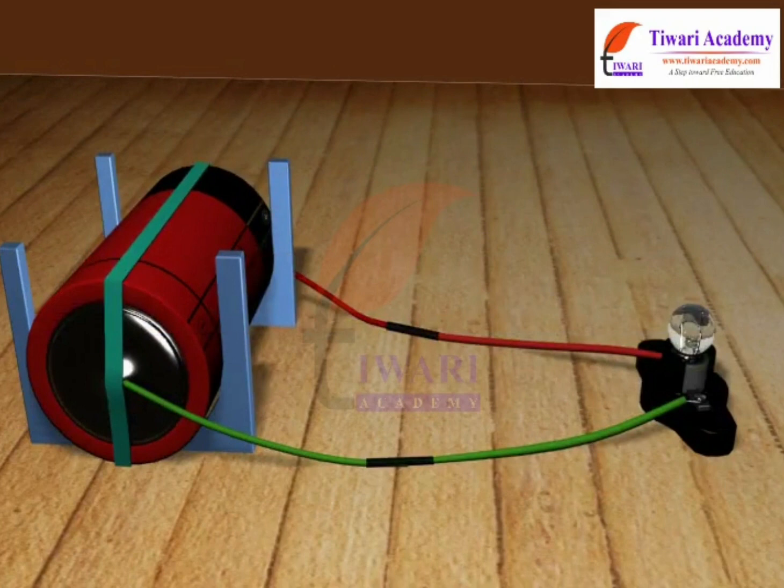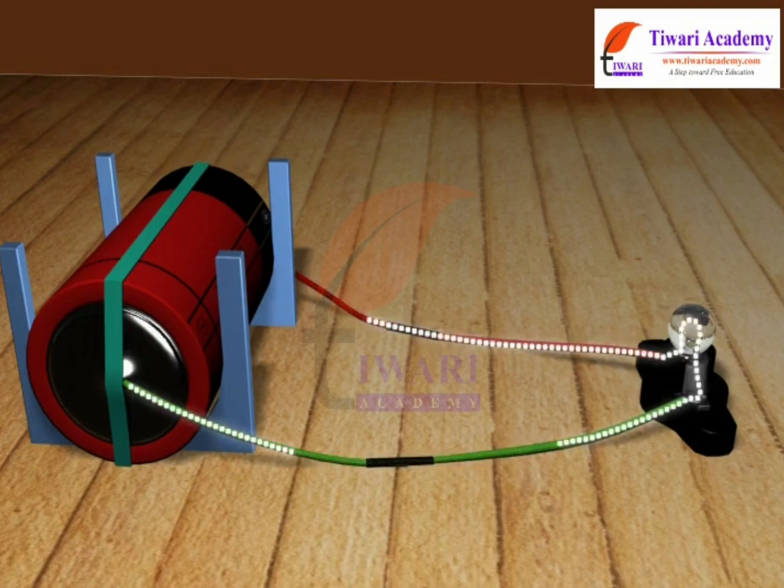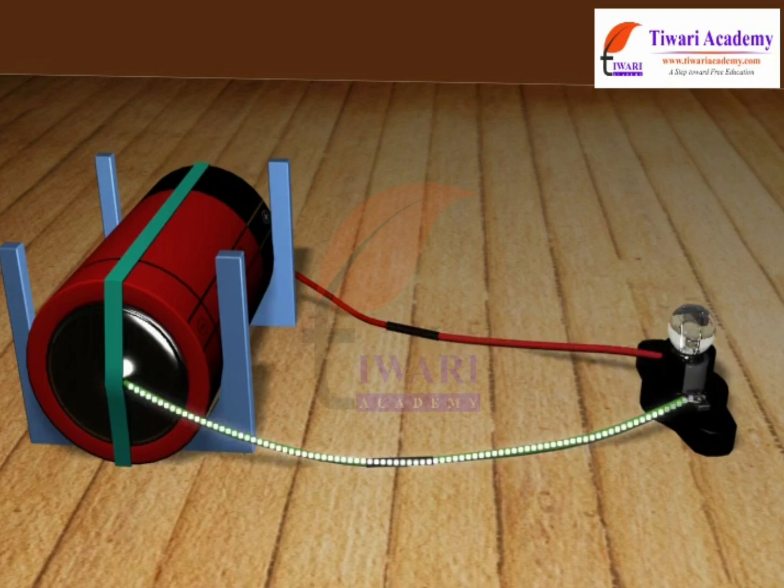When an electric bulb is connected across the terminals of a cell, an electric current starts flowing through the circuit from the positive terminal to the negative terminal of the cell. When the chemicals in the cell are used up, the cell stops producing electricity.